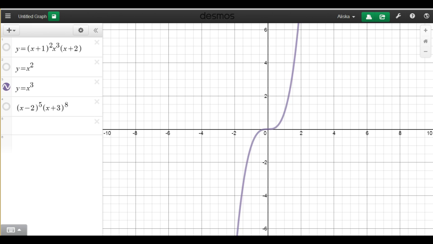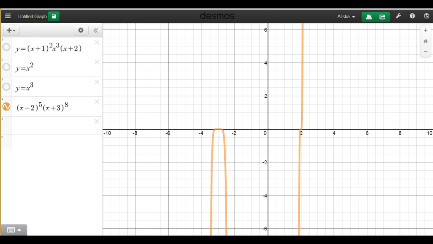So just one more example. (x - 2)^5 * (x + 3)^8. It has -3 as a root, and that root has multiplicity 8. So we're touching the axis, but we're not passing through it over here. And then x - 2 gives us a root of 2. It has multiplicity 5. So that's why we're passing through the axis at +2.